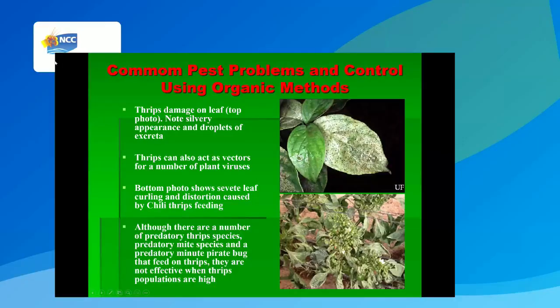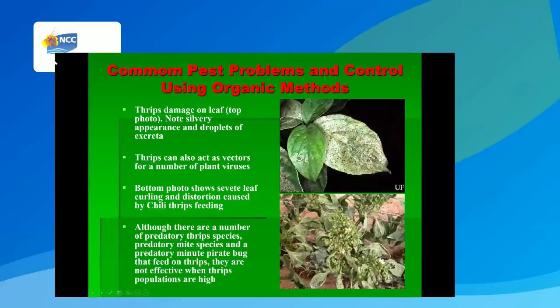Okay. Now, the bottom right-hand photo shows a very severely damaged pepper plant. You would never know that that is a pepper plant, but that is the sort of damage that you can get from these various species of thrips. When a plant is in that kind of condition, you might as well pull it up and throw it away. It's not going to yield anything.